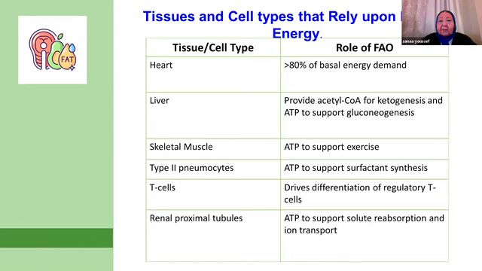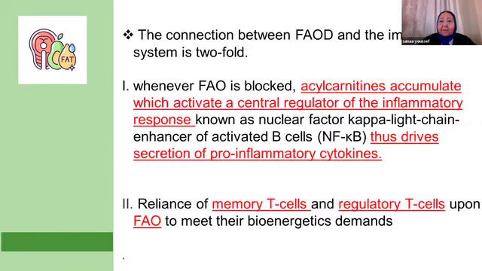So coming to the T cells also, the differentiation and T regulatory cells, they depend on the fatty acid oxidation, and accordingly, this is a very important step for the immune function. And the renal proximal tubules depend on the ATP to support the solute absorption and ion transport. So fatty acid oxidation is very important. The connection between the fatty acid oxidation disease and the immune system is twofold.